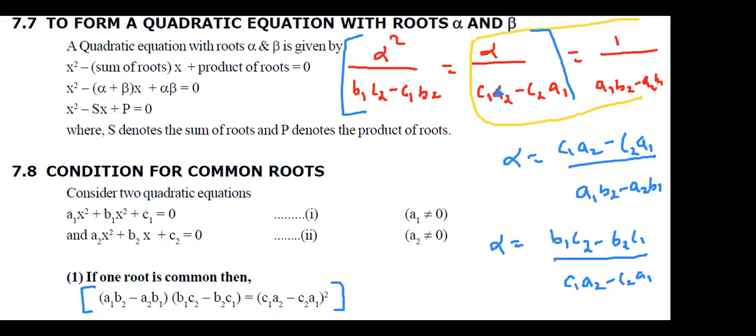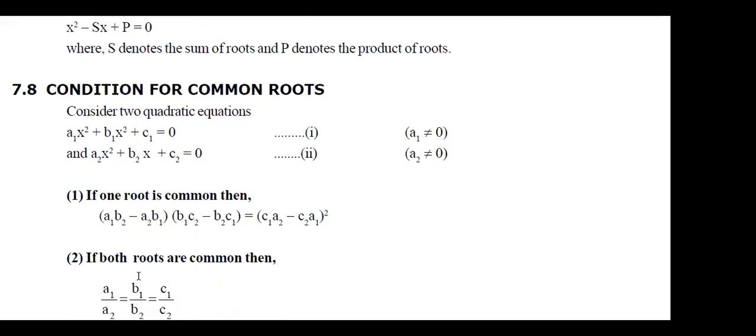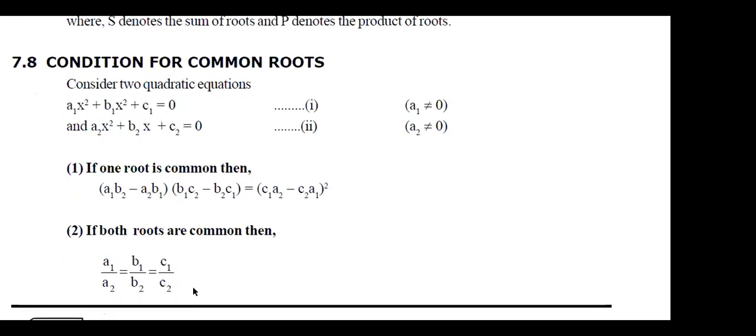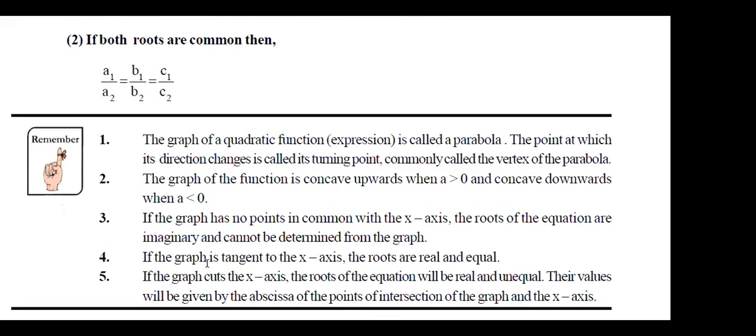Have you studied this? Yes, very good. So this is the condition when one root is same. You have to just check using this. Now, if both roots are equal, then it's easy. Then you just have to take the ratio: a1 by a2 is equal to b1 by b2 is equal to c1 by c2. Okay, got it?